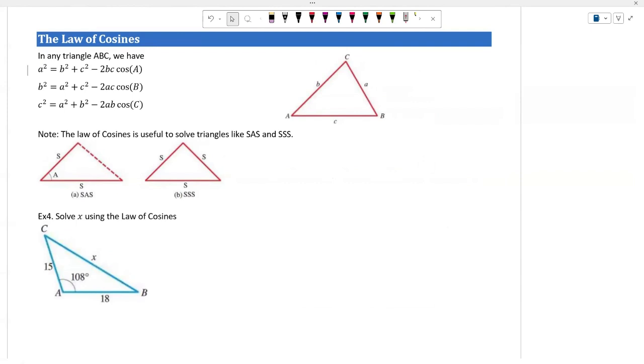The law of cosines is about a triangle with side a and angle A, where b and c are adjacent to the angle A. Let's see how we relate them together. The law of cosines says that a squared is equal to b squared plus c squared minus 2bc cosine of A.